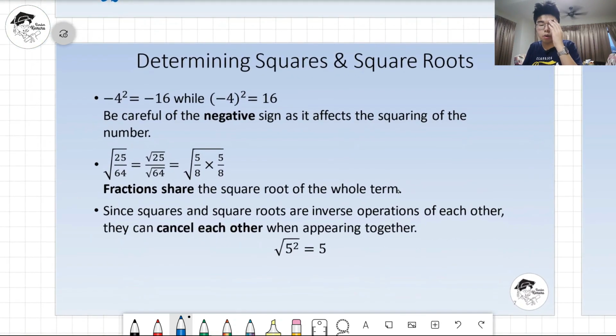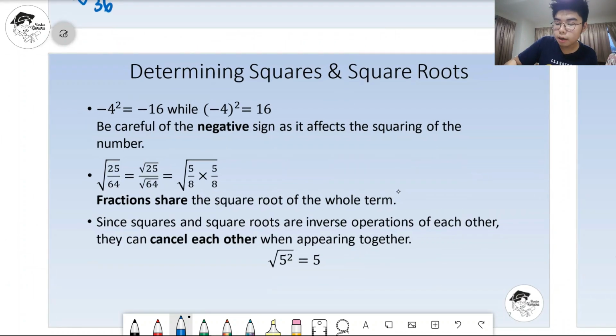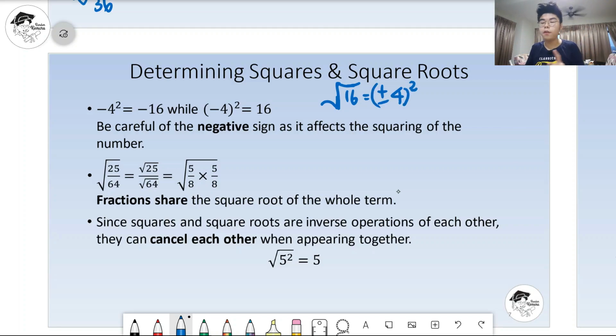Now, determining squares and square root. So what happens is you have to be careful of the negative sign, because just now we discussed about how when you do a square root of a number, okay, square root 16, your answer can be either positive or negative 4. So now, when you are doing the square, for this 4 is going to give you different answer also. Okay, that means you see negative 4 square, you must know that when it is negative 4 square, that means yang simbol negatif ni dekat luar, tahu tak? Dekat luar, no. So I put here negative is dekat luar tau.